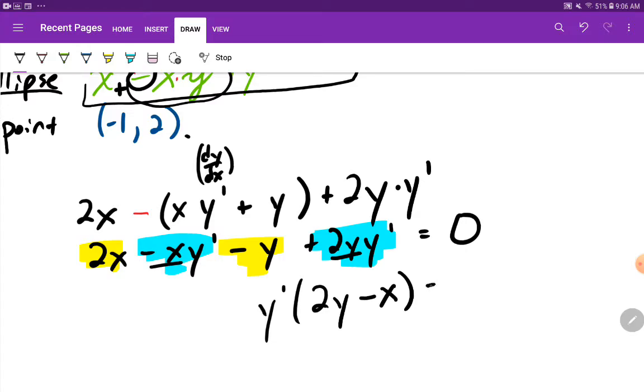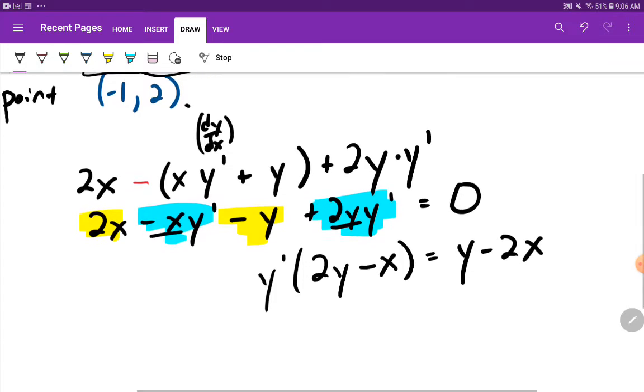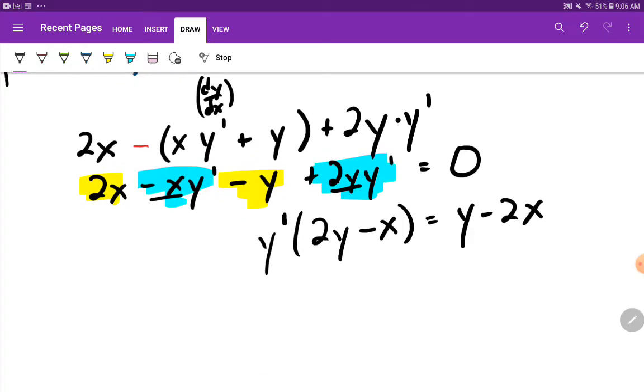And then on the other side, it's going to be negative 2x up, let me just keep this consistent here, y minus 2x. Because I added the y and then I subtracted 2x. All right. And look, there's our dy dx. It's almost alone. All we need to do is divide both sides by 2y minus x.